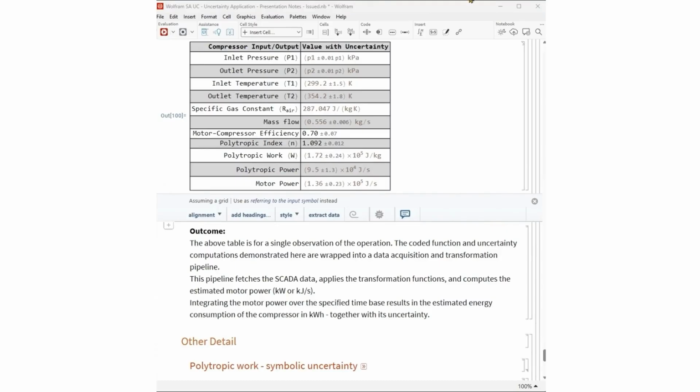How is this applied? So we take the polytropic compute function that we had above that generated these demonstration values. We place that in a compute pipeline with the data acquisition system from the SCADA, where you apply transformation functions and then compute these uncertainties as you move along the timeline. Now, if you generate this motor power over time and integrate it, you'll get the energy values in kilowatt hours.